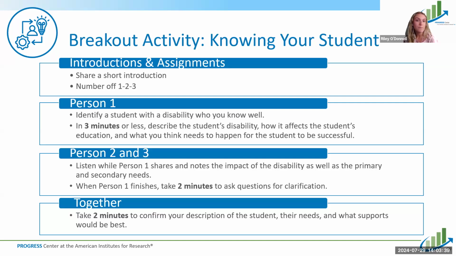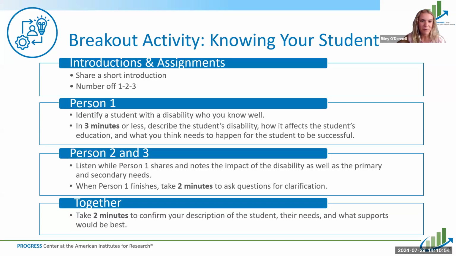Persons 2 and 3, you're going to listen while person 1 shares and take some notes or some mental notes about the impact of the disability, as well as the primary and secondary needs of that student. When person 1 finishes their description of the student, take a minute or 2 to ask questions for clarification. Then, as a group, come together and take 2 minutes to confirm your description of the student, their needs, and what supports you think would be best for that student.